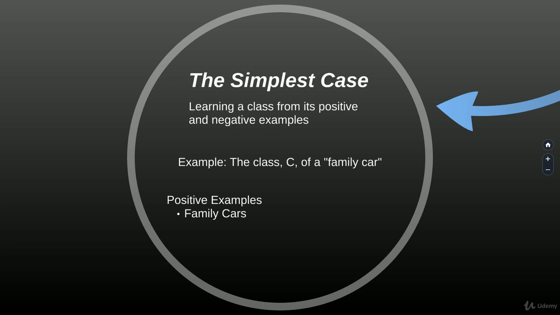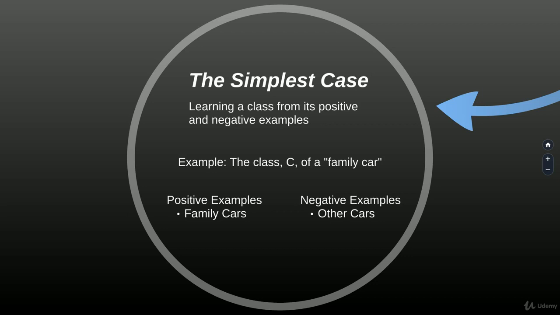So positive examples, family cars, these are going to be your minivans, your SUVs, anything with a high safety rating. On the negative example side, you've got maybe race cars and sports cars. Motorcycles, probably not a family car, whether or not you consider that a family car.